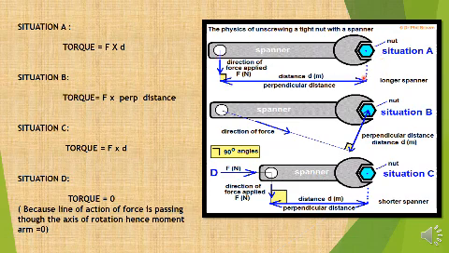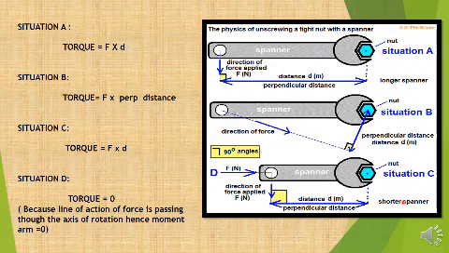In situation B, as torque is F into perpendicular distance, the effective distance is taken perpendicularly, not along the slant, and still the rotation will be produced. In this situation, it is just similar to situation A, so the turning effect will be produced. The only difference is the spanner is the shorter one. This one is longer, that will produce the greater turning effect. This spanner is shorter, but still the rotation will occur.